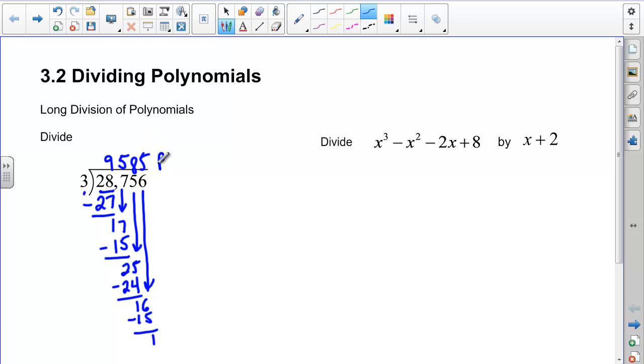Now, back in third grade, we'd put remainder 1. Then in fourth grade, when you learned about fractions, you wouldn't say that. You would say, and 1/3. And so this is how we're going to usually express our remainder when we're dealing with polynomial division.